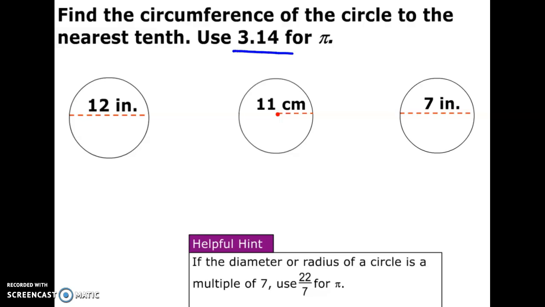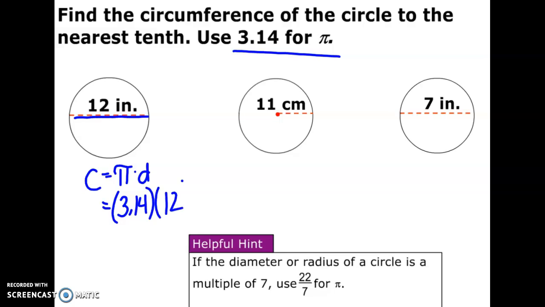Use 3.14 for pi. For this first one, if we're going to use pi times diameter, all I'm going to do on my calculator is plug in 3.14 for pi. My diameter is given to me as 12, so I'm just going to take 12 times 3.14, and it says to round it to the nearest tenth. When I first get this, I get 37 and 68/100ths, but my directions say to the nearest tenth.